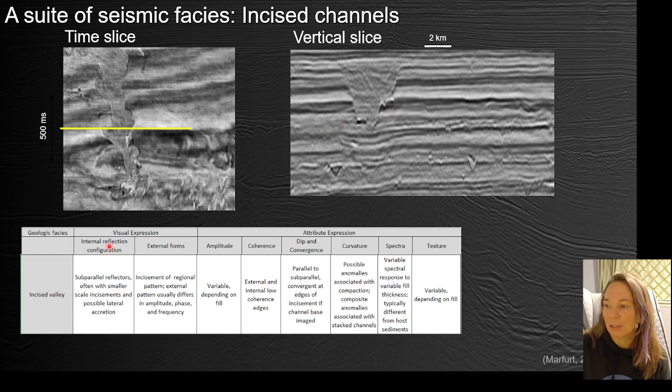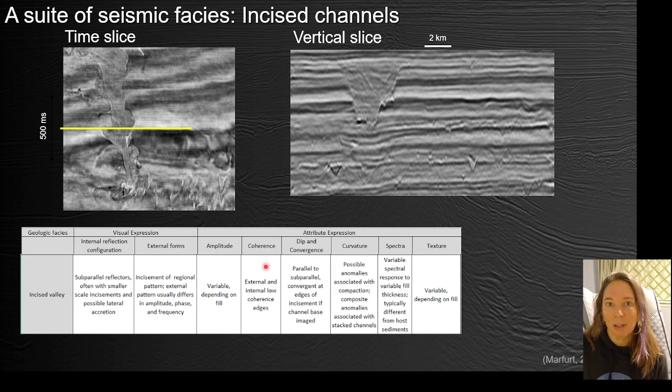And so what is ideal to do is to think about, again, break down the problem from the geologic facies. So here we've got an incised valley. We want to think about what's the visual expression of these features in seismic data, from the internal reflection configuration with the subparallel reflectors to the external form. We've got different attributes, kind of main attribute groups that we'll want to think about, from the amplitude, so how variable is it? That'll vary depending on the fill of the channel or valley system.